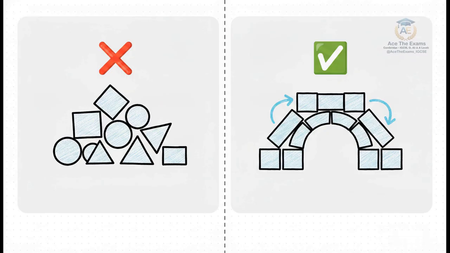On the other side, we have evaluative analysis. This is where you evaluate evidence quality by identifying limitations and assumptions. Crucially, comparative analysis requires identifying similarities and differences. And the absolute secret weapon here, comparative connectives. Words like whereas, conversely, in contrast.